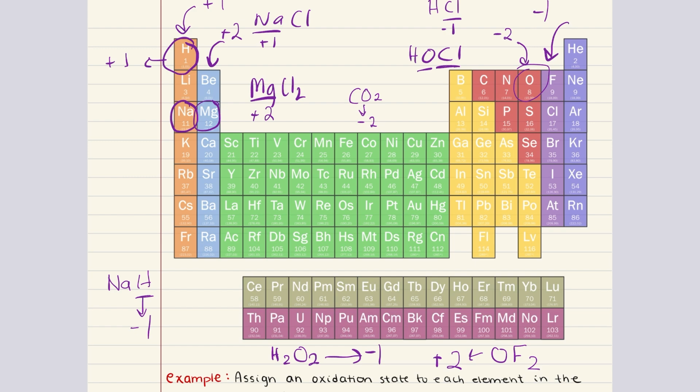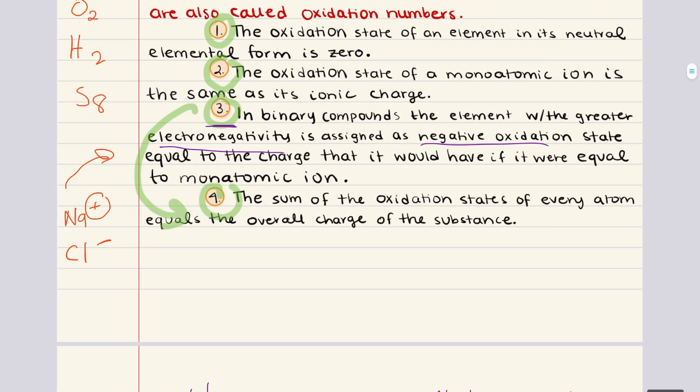With this in mind, let's revisit rule number 3 and rule number 4. Rule number 3 says, in binary compounds, the element with the greater electronegativity is assigned a negative oxidation state equal to the charge it would have as a monatomic ion. Let's look at oxygen difluoride. Here, fluorine is more electronegative. Therefore, it's assigned an oxidation number equal to the charge it would have as a monatomic ion. For fluorine, which is a halogen, it would have a charge of -1, which means its assigned oxidation number is -1. Now, rule number 4 is going to help us assign the oxidation number of oxygen in this case.